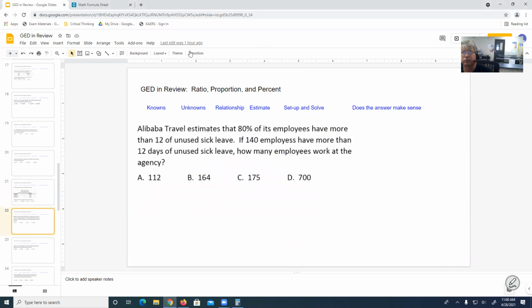So our next question. Alibaba Travel estimates that 80% of its employees have more than 12 unused sick leave. If 140 employees have more than 12 days unused sick leave, how many employees work at the agency? So again, I can pick this up as a percent problem. So I have to identify my knowns and unknowns. And again, the relationship with percent problems, most of them can be solved using the triangle model.